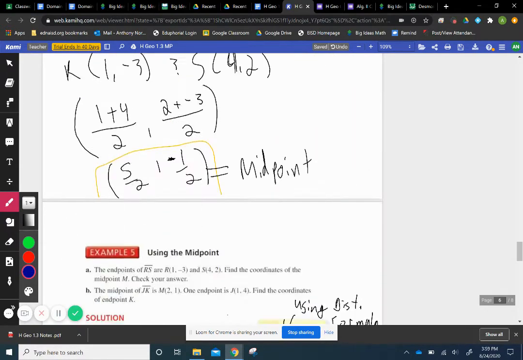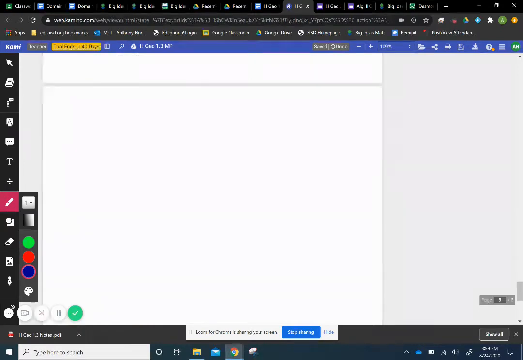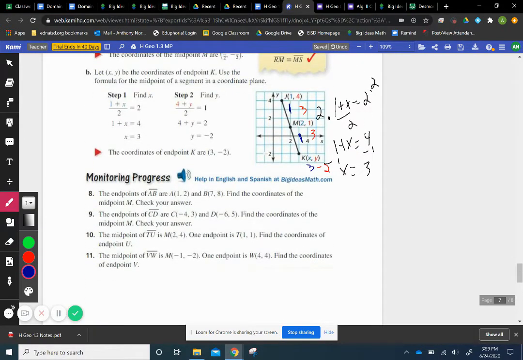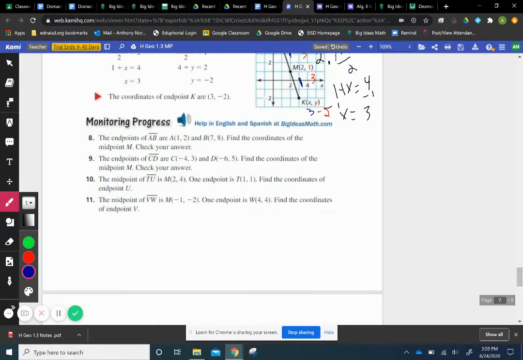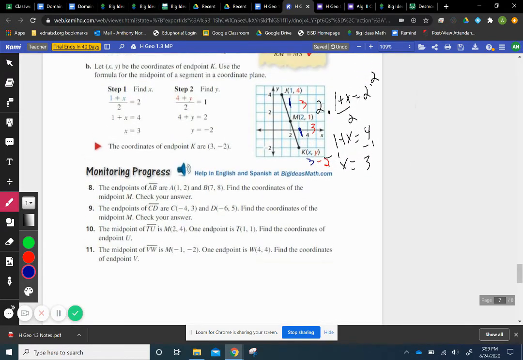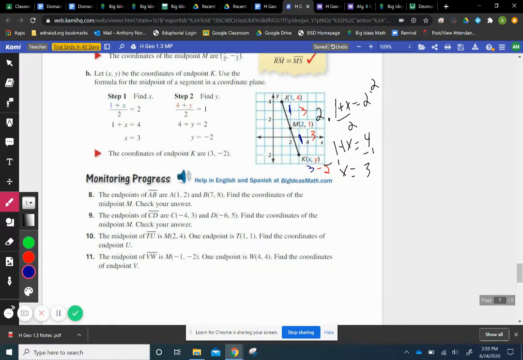Not too bad. Oh my goodness, 4? We have to do 4? It'll be okay. So we're going to do 8. The endpoints of segment AB are: the endpoint A is at 1, 2, and B is at 7, 8. So we're looking for the midpoint, right?